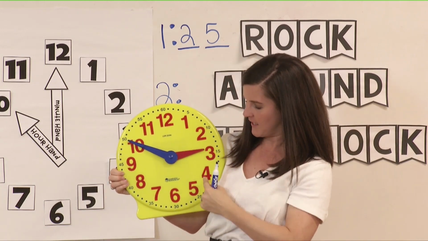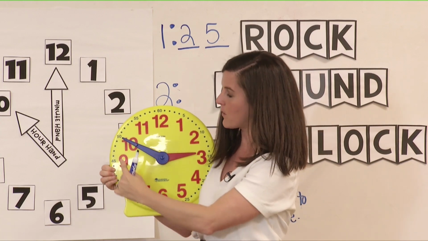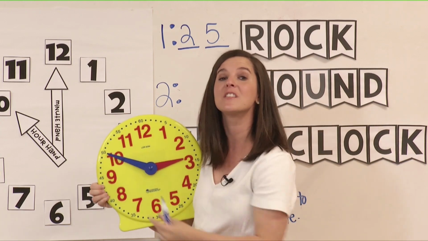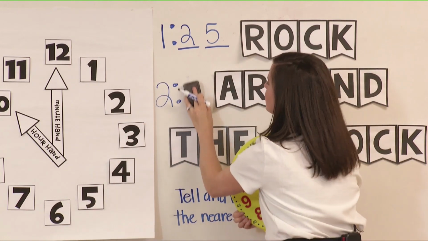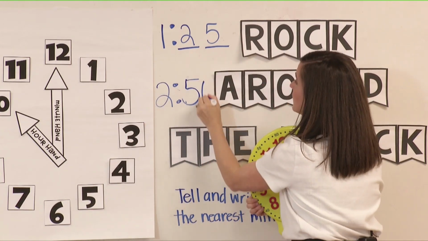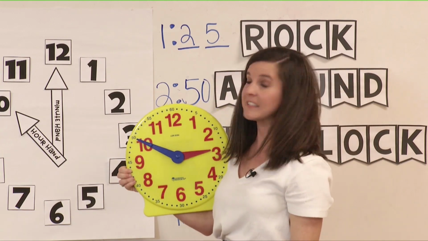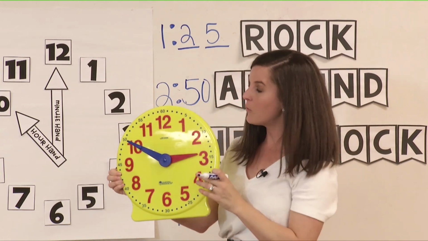5, 10, 15, 20, 25, 30, 35, 40, 45, 50. So the time is 2... Oops, I'm sorry. Went to write my 2 again. 2:50. Does everybody see that? Okay, so don't get tricked.